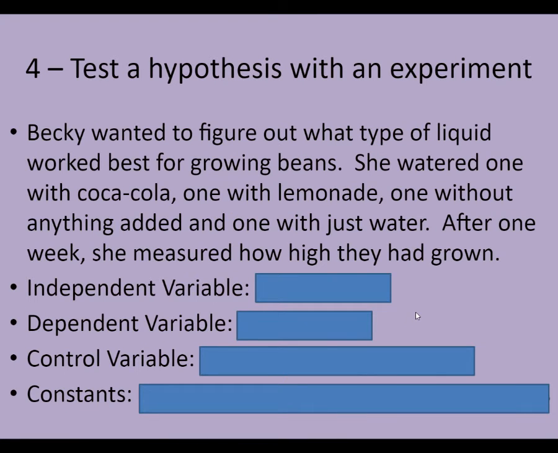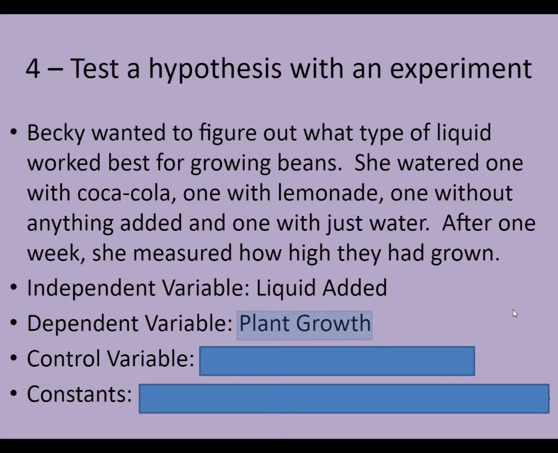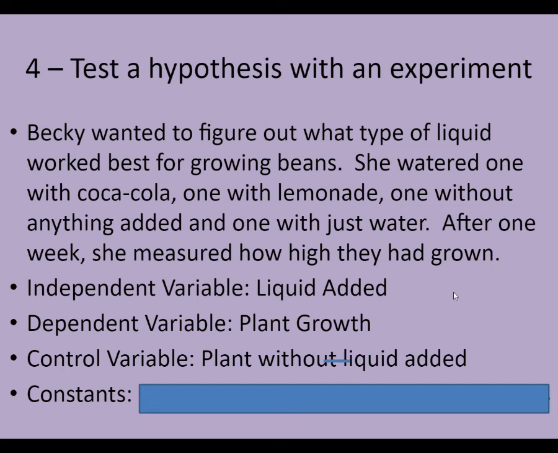So we'll look at Becky's situation. Becky wants to figure out what type of liquid works best for growing beans. She watered one with Coca-Cola, one with lemonade, one without adding anything, and one with just water. After 1 week, she measured how high they had grown. So the independent variable is the liquid added. So we're changing that. The dependent variable is the plant growth. So we're wanting to know how it grows best, but we're changing the liquid added. So they are dependent on which liquid is added.